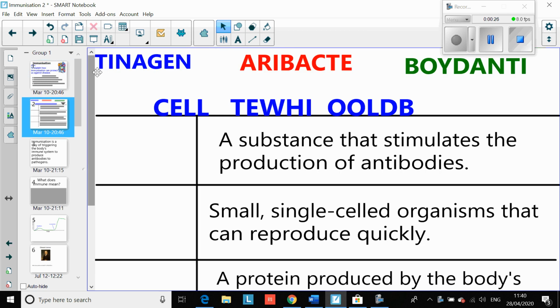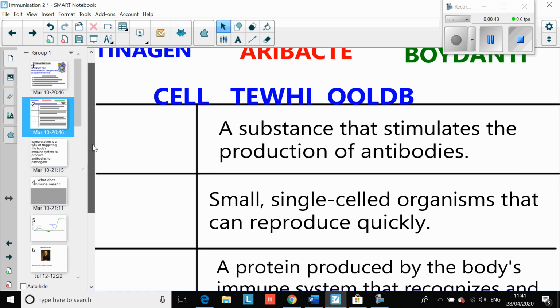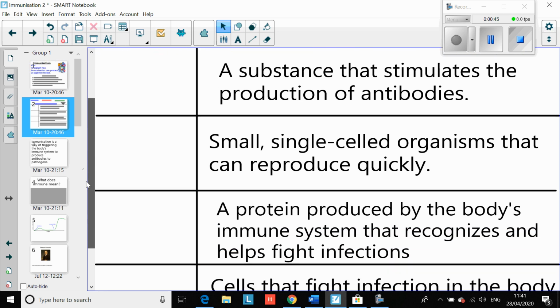To begin with though, what you've got here are the words from last lesson, which have all been jumbled up. Okay, 1, 2, 3, 4. I want you to try and link these words. Firstly, unjumble them to reveal what the word is, and then which word describes these four things.